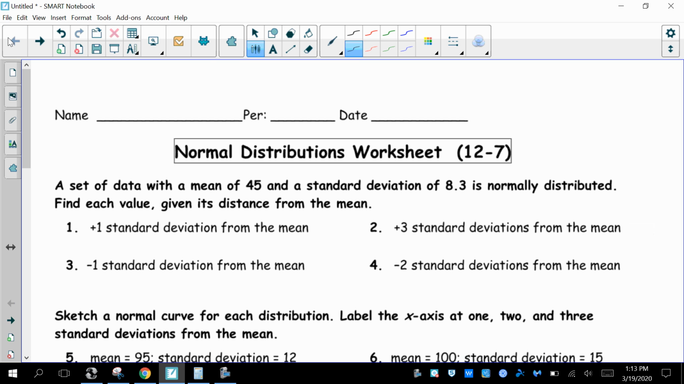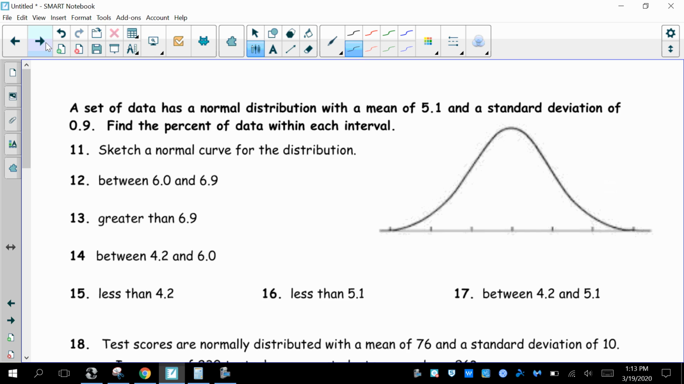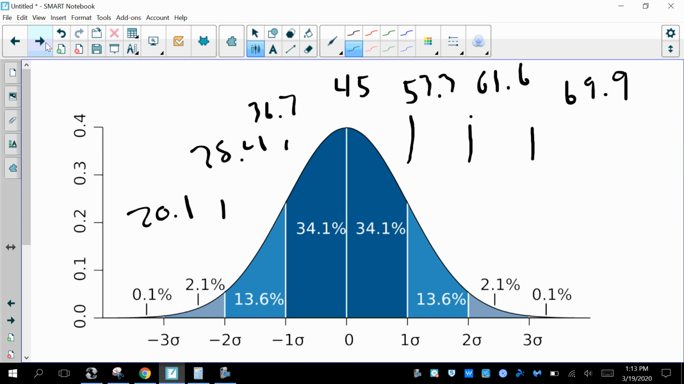So let's answer some of these questions. It says, what's one standard deviation above the mean? Okay, so here's my mean. Here's one standard deviation above, which is going to be 53.3.